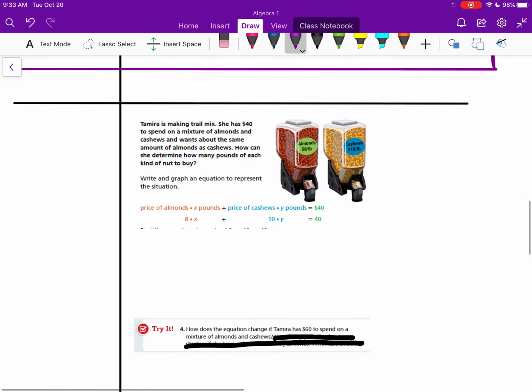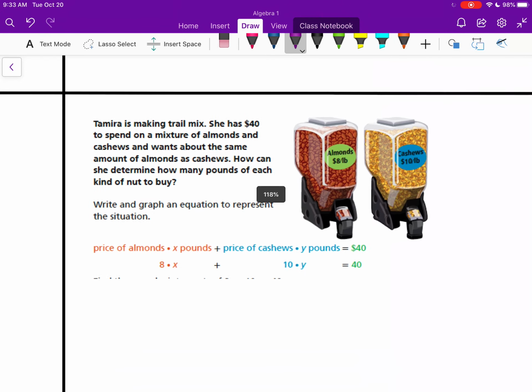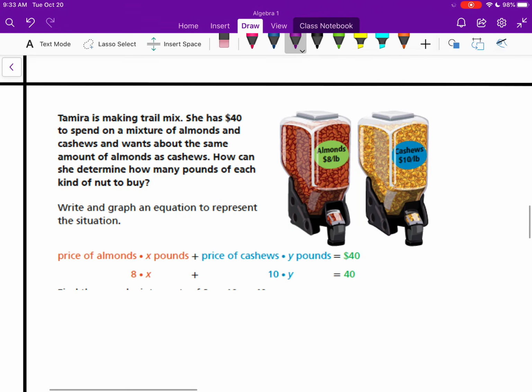Okay. This is some information we need before we can do example 4. Here's our scenario. Tamira is making trail mix. She has $40 to spend on a mixture of almonds and cashews, as we can see in this image, and she wants about the same amount of almonds and cashews. How can she determine how many pounds of each kind of nut to buy? And then it says, write and graph an equation to represent the situation.